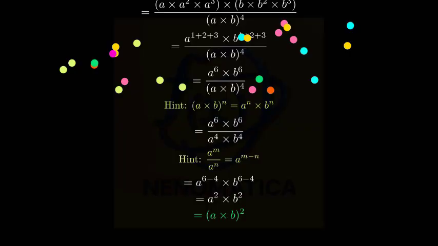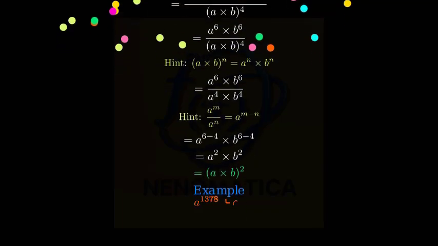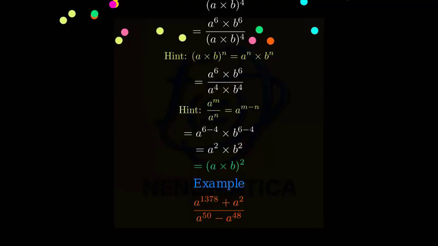Now, let's move on to our second example, which involves more complex arithmetic with exponents. Let's examine our second example. We have another fraction, but this time with a sum in the numerator and a difference in the denominator. A to the power of 1,378 plus a squared, all over a to the power of 50 minus a to the power of 48.